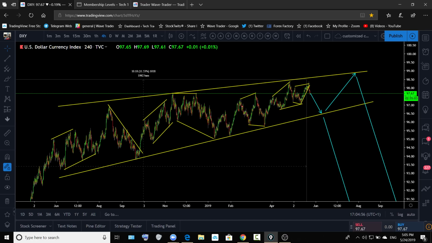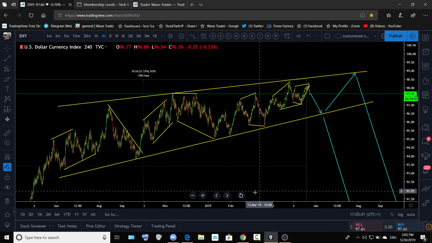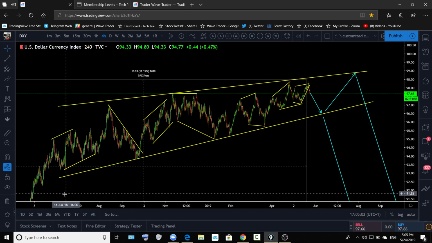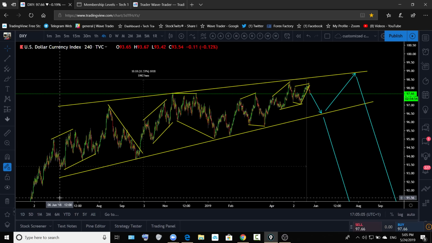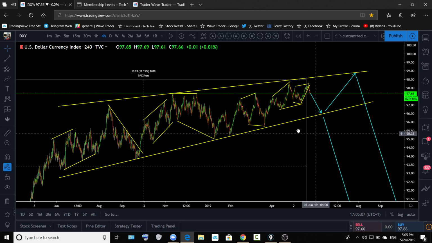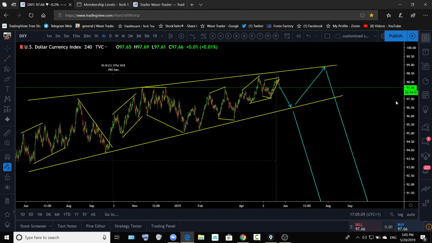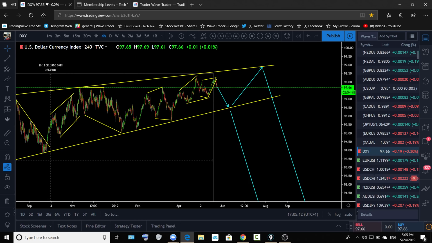So nothing new on the dollar index. I hope you remember what it has been doing since June 2018 until now. It is still within that wedge, slowly pushing up and getting a rejection from that top.